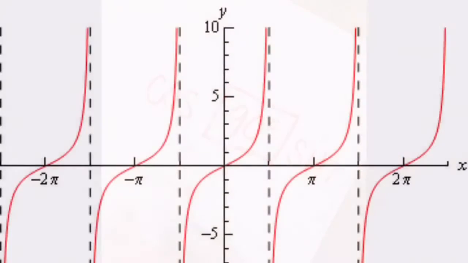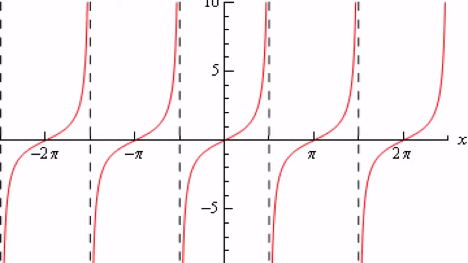Tangent, however, differs completely from sine and cosine. Tangent goes between negative and positive infinity while crossing through 0. Tangent lines are known as undefined due to them going through positive and negative infinity.